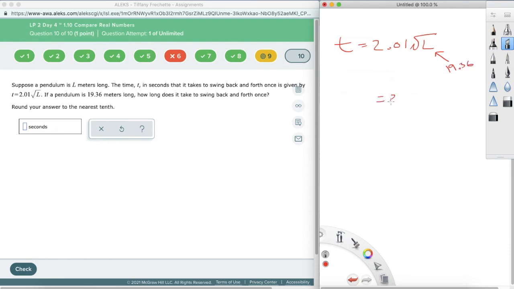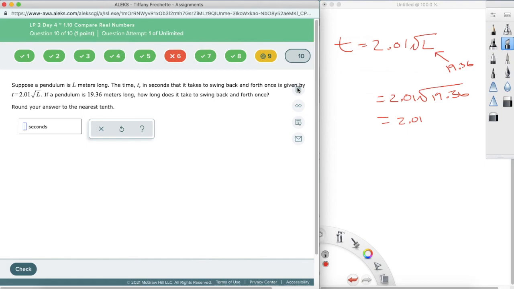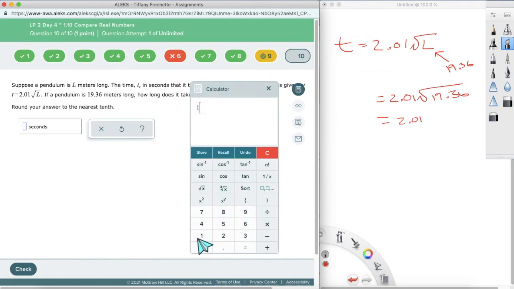2.01 square root of 19.36. So we need to do this square root first. And it's probably not going to be a very nice number, so we're probably going to want to do this on the calculator. Oh, I keep forgetting you got to click the button first. 19.36. And you could actually put 2.01 on the front and then times. You can type that all in at once and it's showing you the whole thing. So 2.01 times the square root of 19.36. If I click equals, it'll give me the number here that I want.